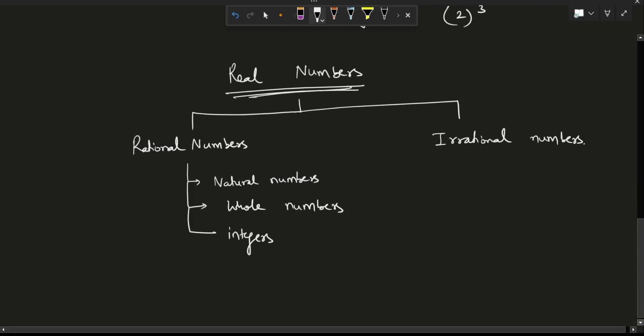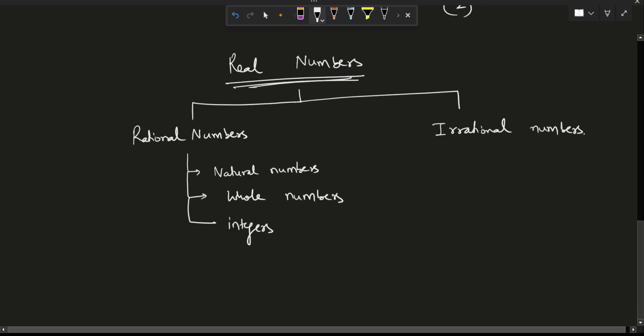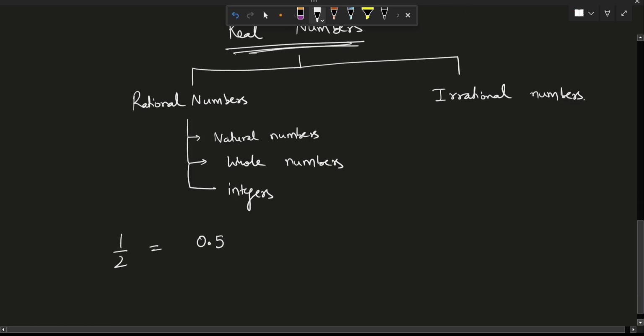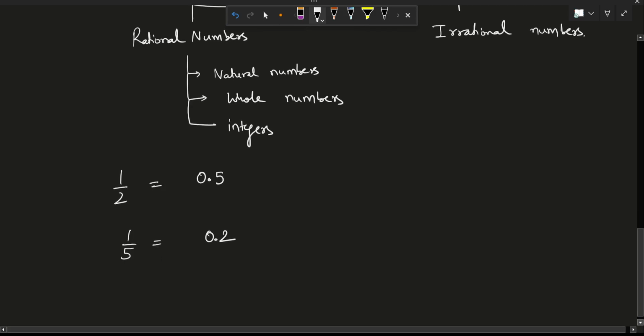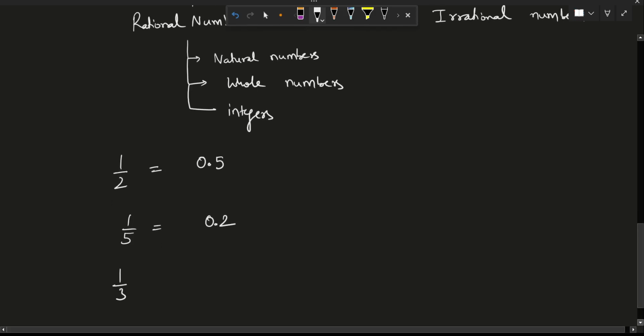Now, how do we differentiate between rational and irrational? There is one more thing. If I talk about a rational number 1 by 2, you know, it can be written in decimal form as 0.5. Now let's take 1 by 3. What is the decimal expansion of 1 by 3?